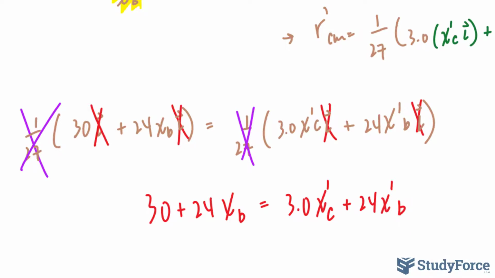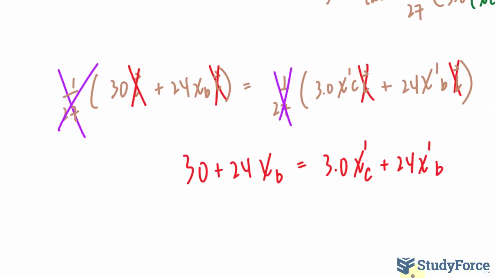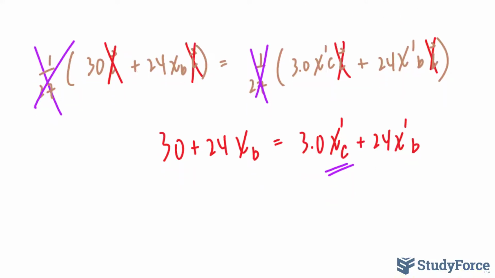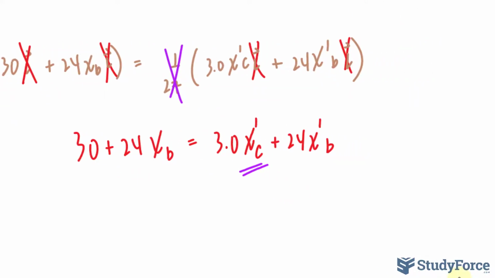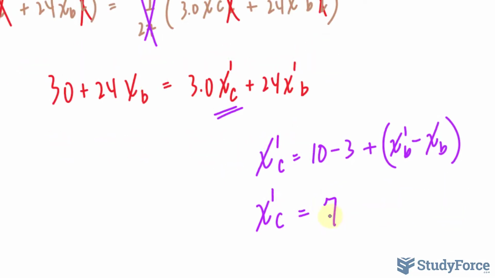Remember what we are looking for. We are looking for how far the cat is from the shore. So this is our target. I'll just double underline it just for reference. We can now represent x prime sub c as 10, which is the original, minus 3, that's the movement that it moved, the 3 meters, plus the displacement of the boat shown in this expression. So the after distance should be 7 plus bracket x prime b minus x b.